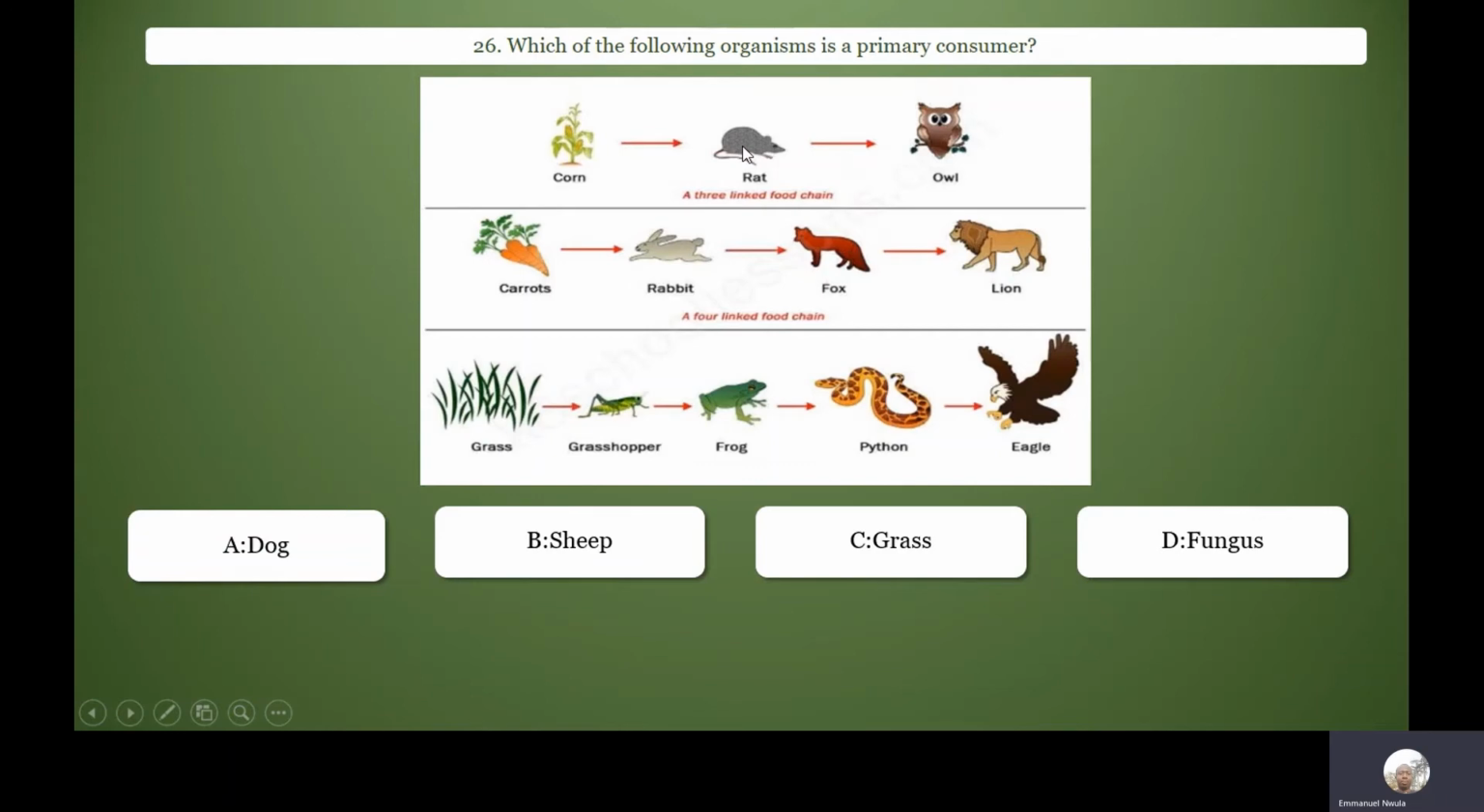Look at all these diagrams: the rat is the primary consumer here, the rabbit is the primary consumer here, the grasshopper is the primary consumer. These are food chains. After the primary consumers, the next is what? The secondary consumer. And after the secondary consumer, you have the tertiary consumers.